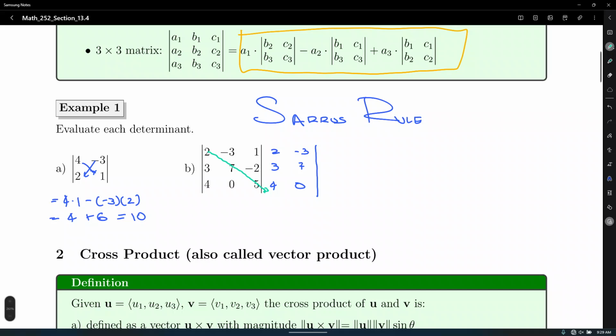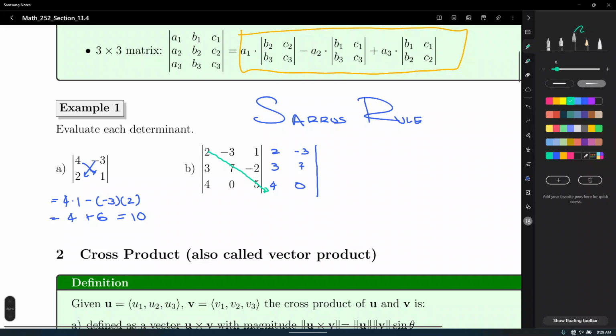What is that going to be? 2 times 7, is that 14? 14 times 5, is that 70? So that's 70. I'm going to group those numbers. The second main diagonal is negative 3 times negative 2 times 4. I have 24. So plus 24. And 1 times 3 times 0. Well, plus 0, that's going to reduce some work.